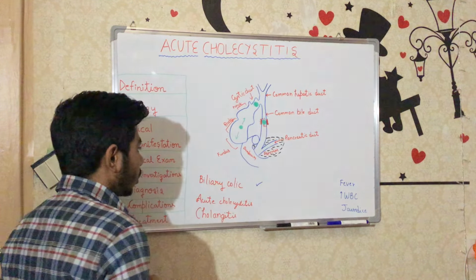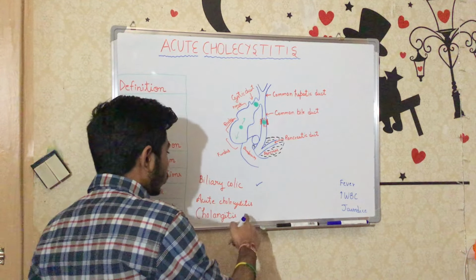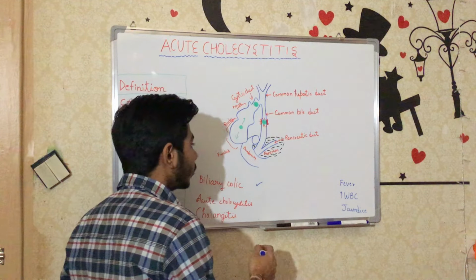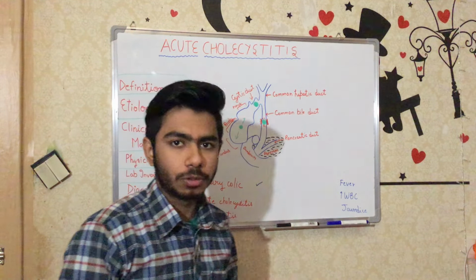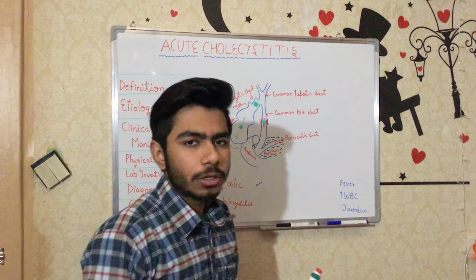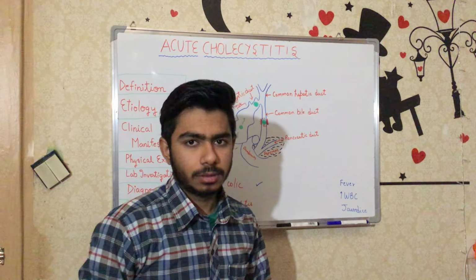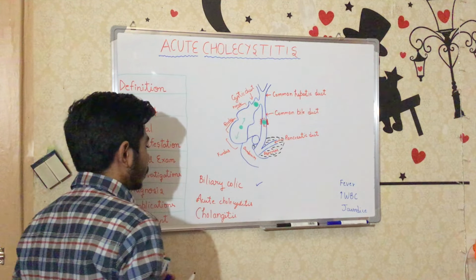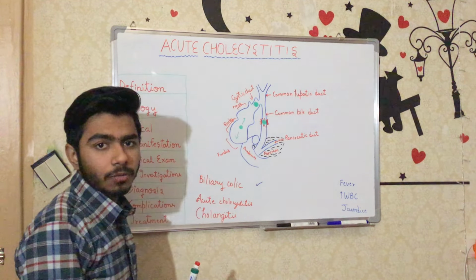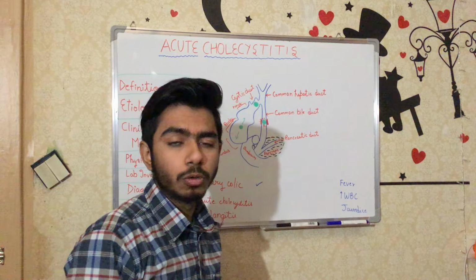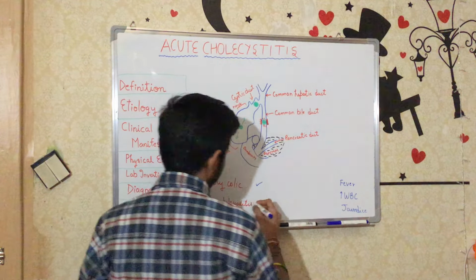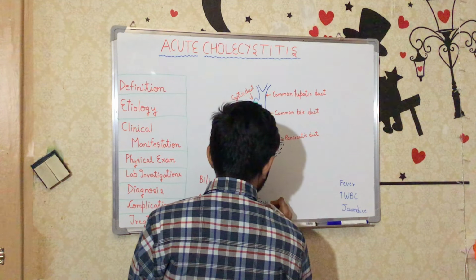Okay. Now, in the acute cholecystitis patients, they might have fever and they might have an increased white blood cell count, that is leukocytosis. So in the biliary colic patients, they will have fever, but they won't have leukocytosis or jaundice. And in the patients with acute cholecystitis, they would have fever as well as a higher white blood cell count, that is leukocytosis.